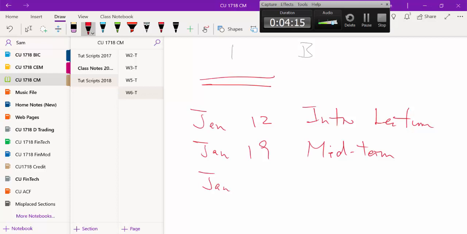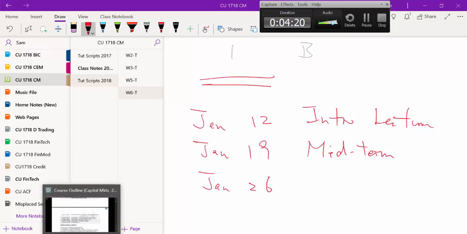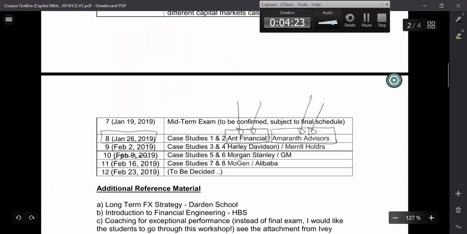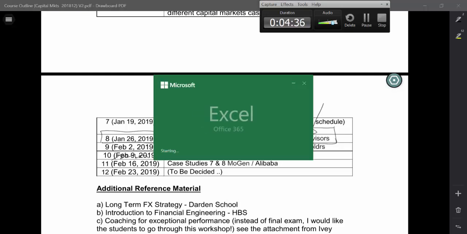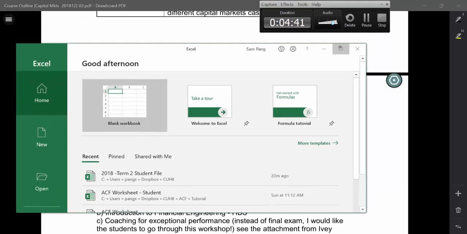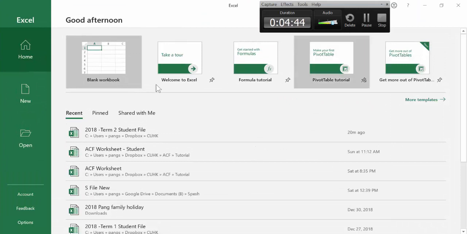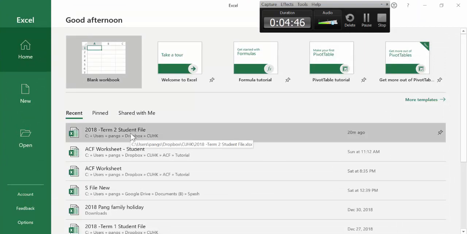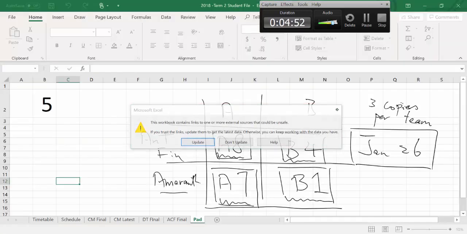And January 26th, everybody will take a quiz on Amaranth Advisors and Ant Financial. You are aware of that, right? Everybody will take a quiz on these 2 cases. And there are teams who will do a presentation, okay? And the teams were randomly assigned this morning, and I actually did that in front of a class, in front of a tutorial.